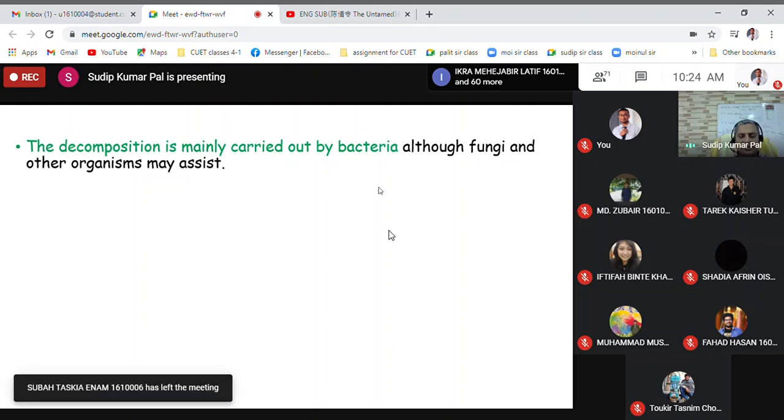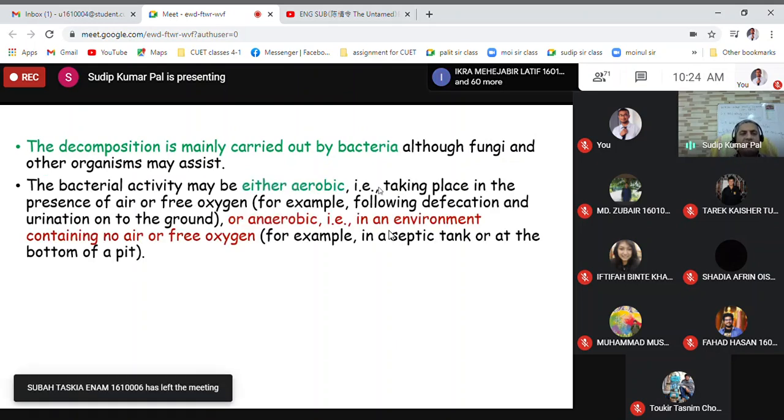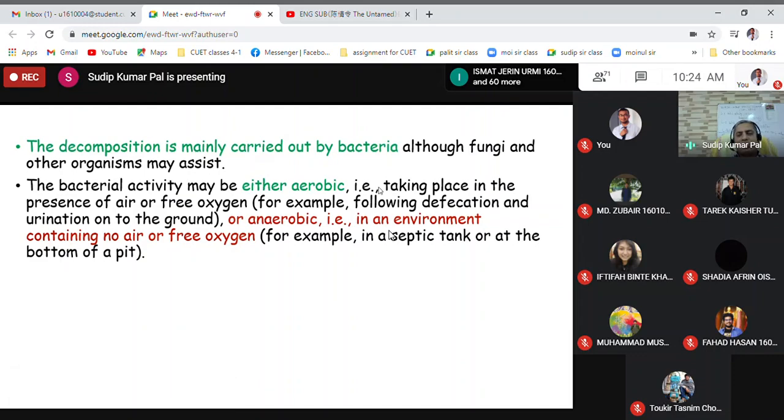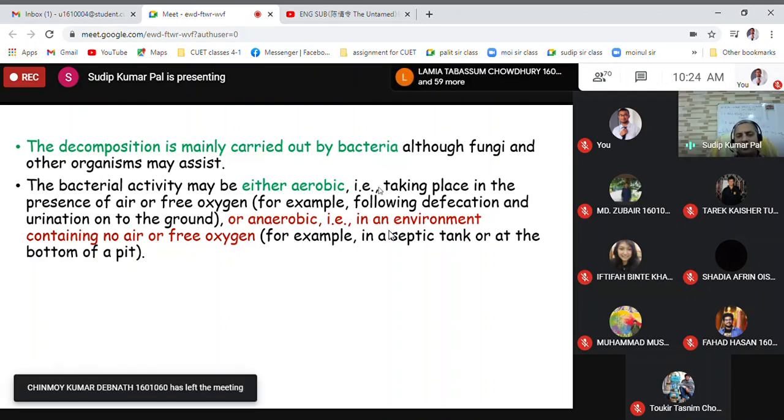In 99% of cases it is bacteria. This bacterial activity can be either aerobic, as I said, aerobic means in presence of oxygen, in presence of air. So when it's taking place like this, we call it aerobic.